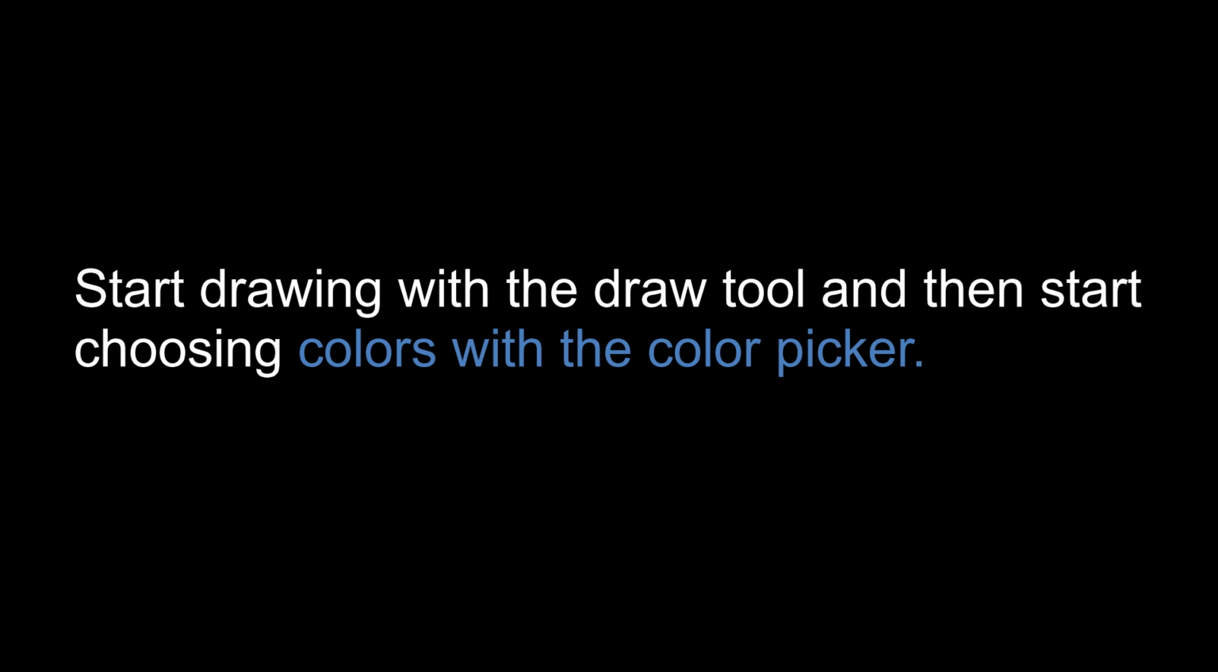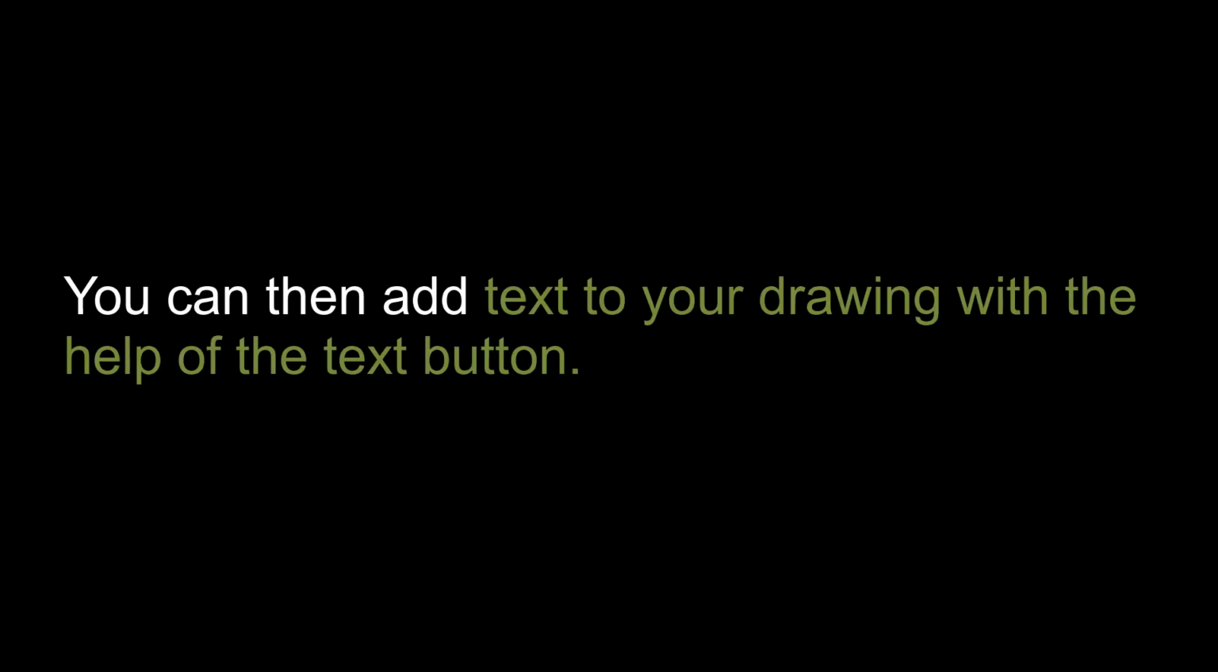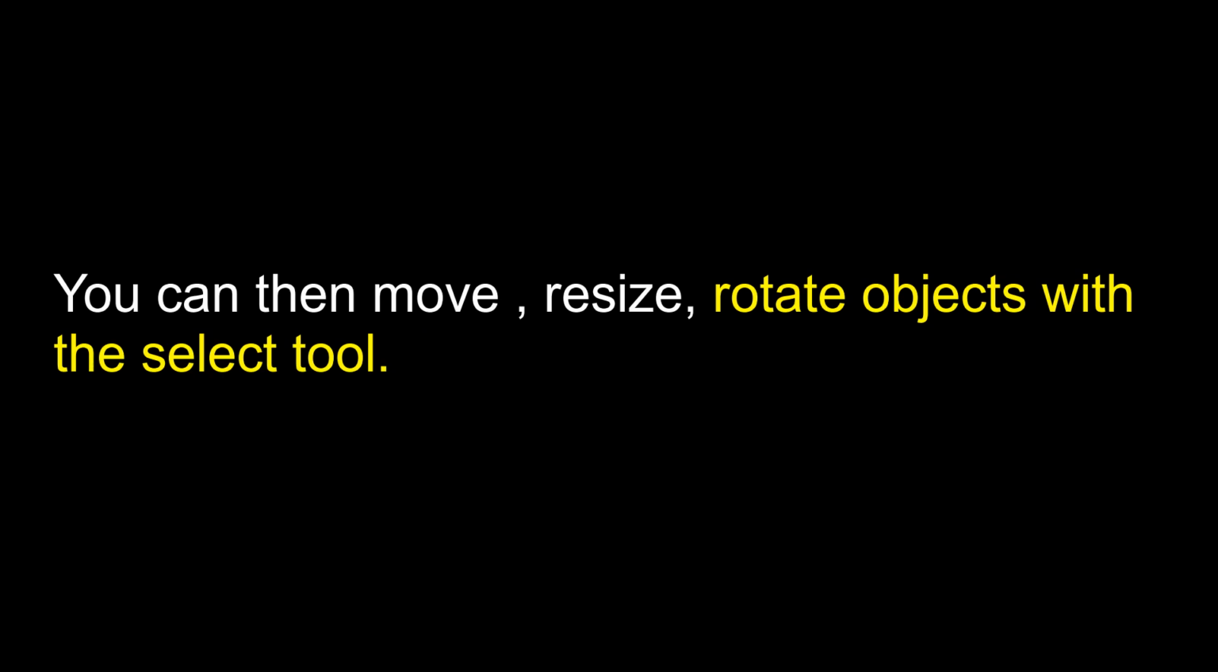Start drawing with the draw tool and then start choosing colors with the color picker. You can then add text to your drawing with the help of the text button. Fill your drawings with different shapes and give them a bright look. You can then move, resize, and rotate objects with the select tool. Once the picture is ready, you can download it in PNG and JPG format.